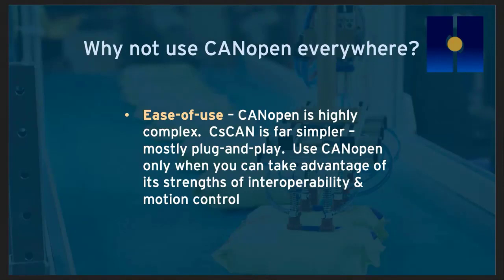So if you're just adding I/O or doing peer-to-peer communications between OCS units, certainly use CScan. It's much easier and mostly plug and play. But use CANopen when you can take advantage of its strengths of interoperability and motion control.